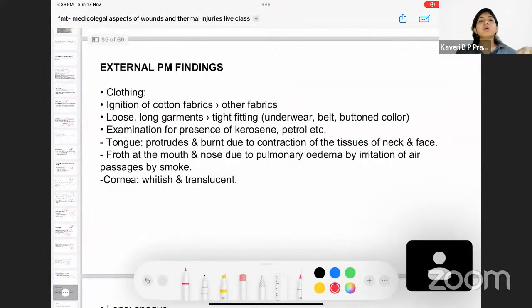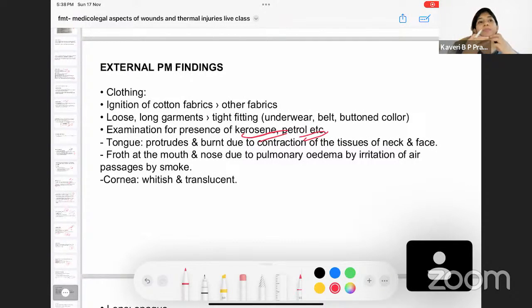You have to see what type of clothing he was wearing, because there could be more ignition of the cotton fabrics compared to any other fabrics. If there are loose, long garments which are very flowy, they would catch fire more easily than any other tight fitting clothes like a button collar or a belt. You have to also examine the presence of smell of any kerosene or petrol, because that could aggravate the fire.